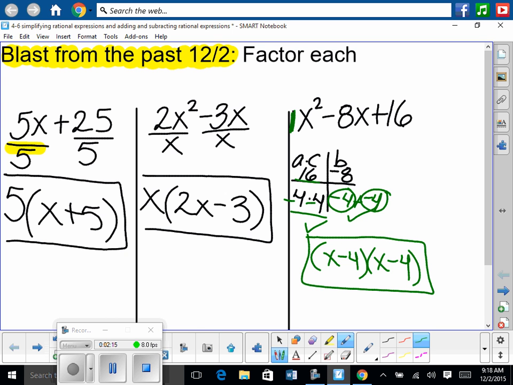We are going to have long factoring today though, so we're going to do one to review. Oh yeah, that's a good point. You could write x minus 4 squared. Yep, that's awesome. You could do that as well.